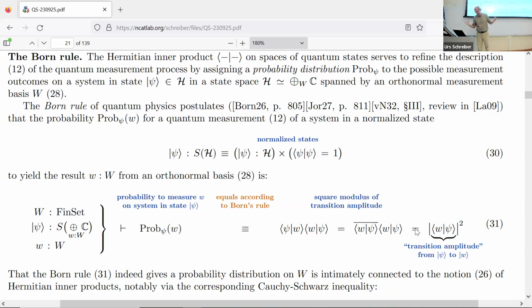You all know this, but it's worth amplifying. This is the crux of what makes quantum physics what it is, and strange. If you have a system which is in a state psi, represented by an element of this Hilbert space, I'm assuming it's normed, so it's in the unit sphere of the Hilbert space. That's this S notation for sphere.